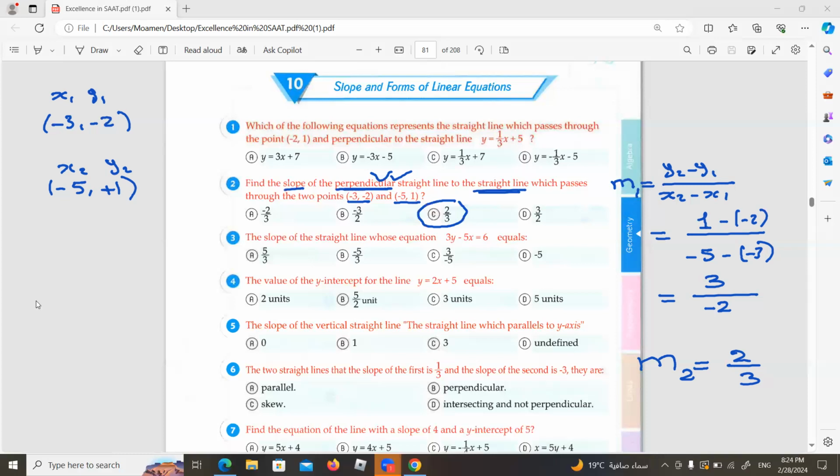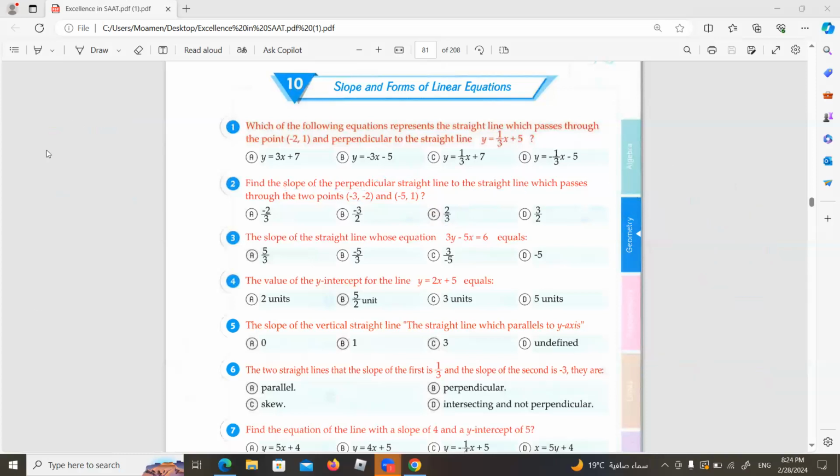We're going to the next. In the next problem, the slope of the straight line whose equation is 3y - 5x = 6.